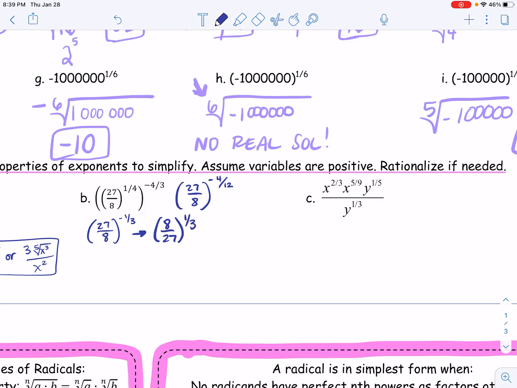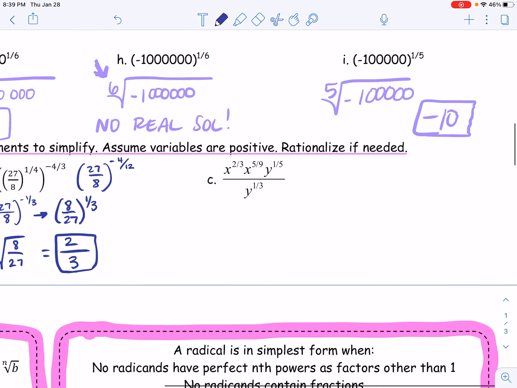Well, let's rewrite that as a radical expression. That's the cubic root of 8 over 27. And lucky for us, I know the cubic root of 8 is 2, and the cubic root of 27 is 3. So my answer is 2/3.